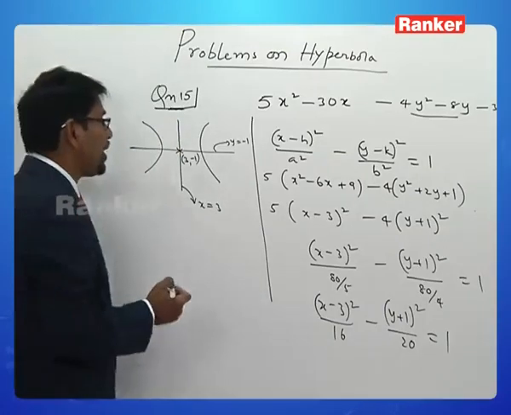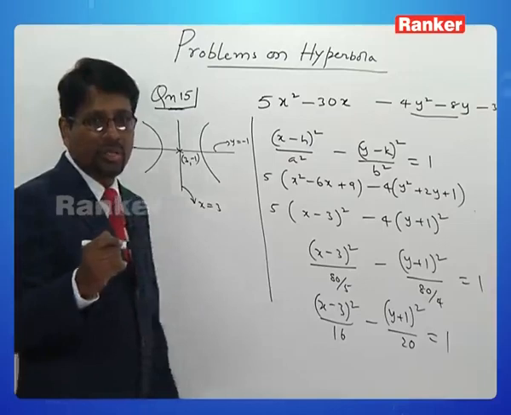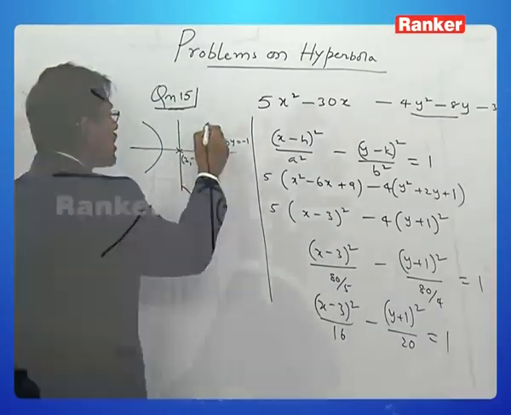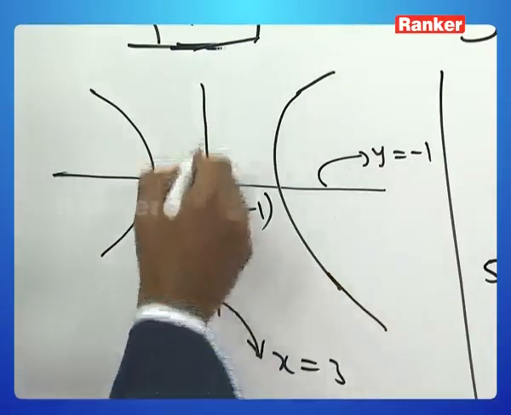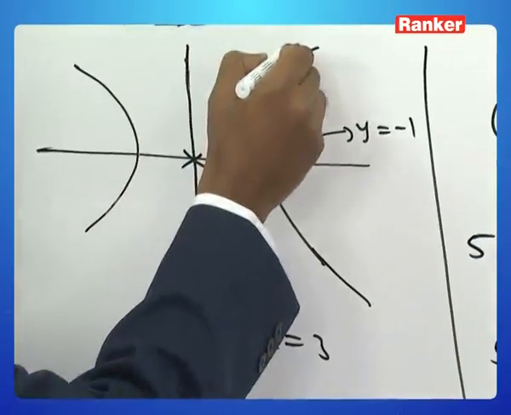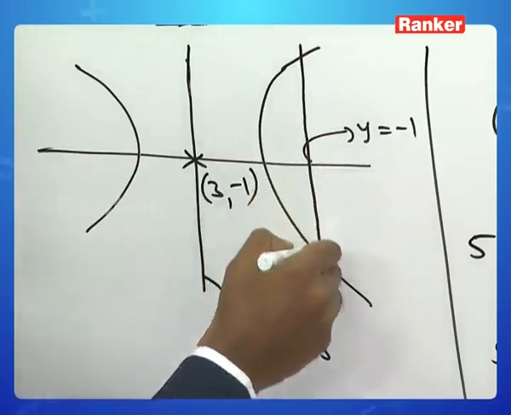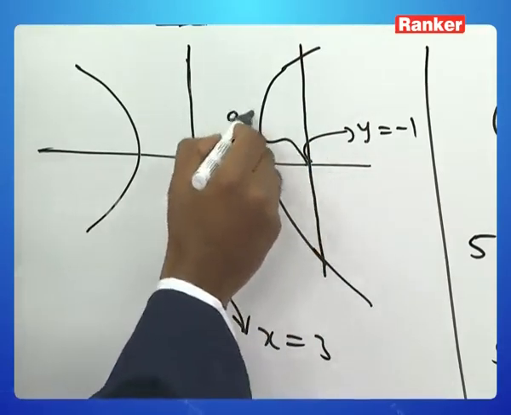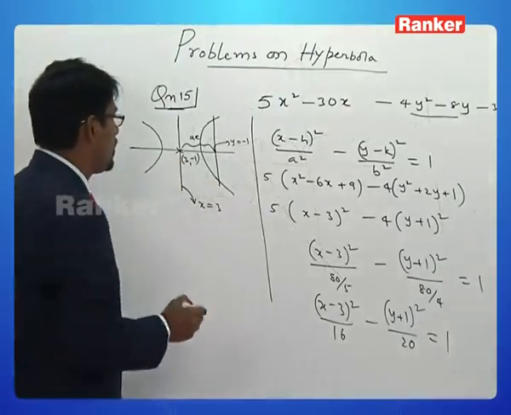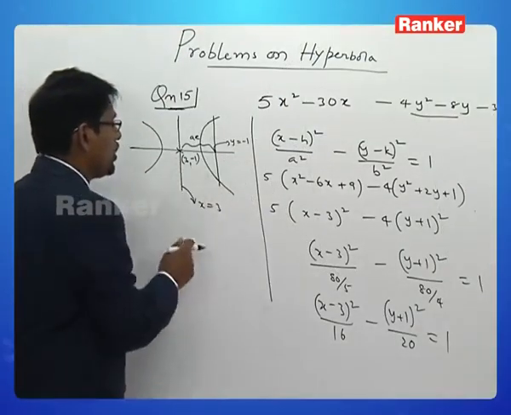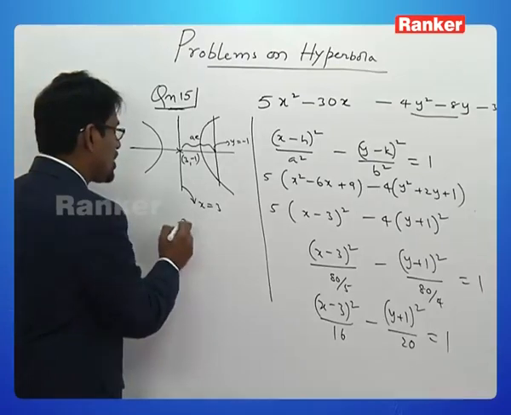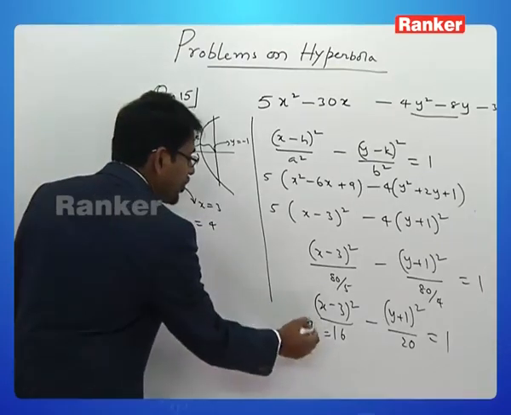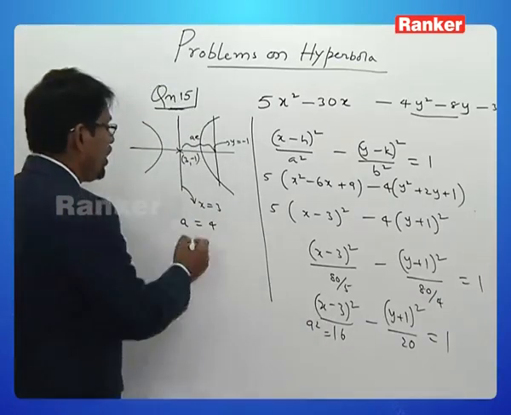Now we are asked to locate the latera recta for this. A latus rectum is going to be a line which is parallel to the conjugate axis and which will be at a distance of ae units from the center. So now, what is that ae? What is a for us? a is 4 because a square is 16. a is 4. What is e?